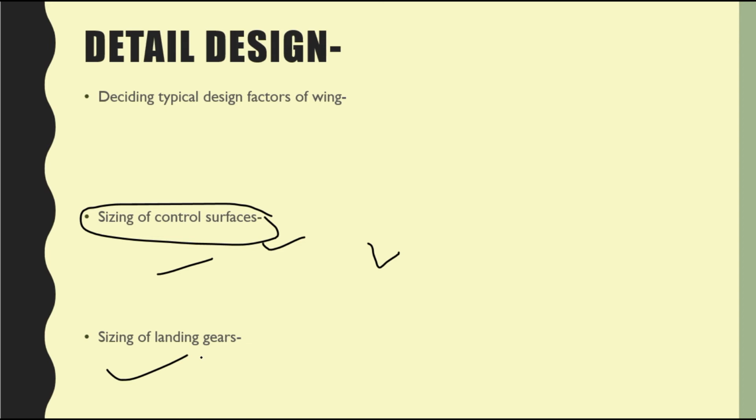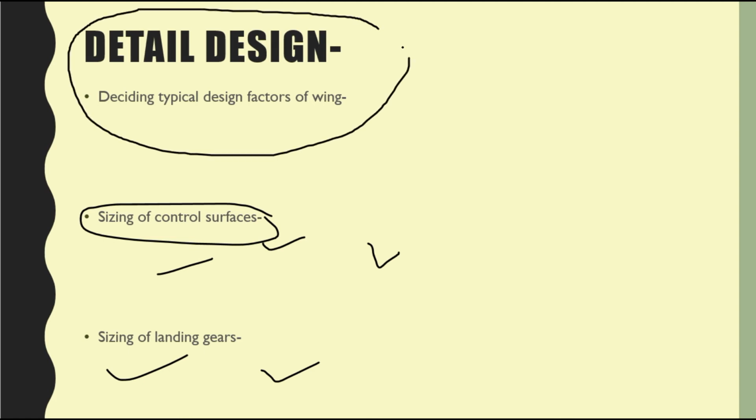By sizing of the landing gear, I mean what should be the size, height, and length, etc., the landing gear should have in order to balance the CG as well as the total dynamics of the aircraft. After that, we finish the first design loop. Now we have seen the conceptual and the preliminary design procedures.